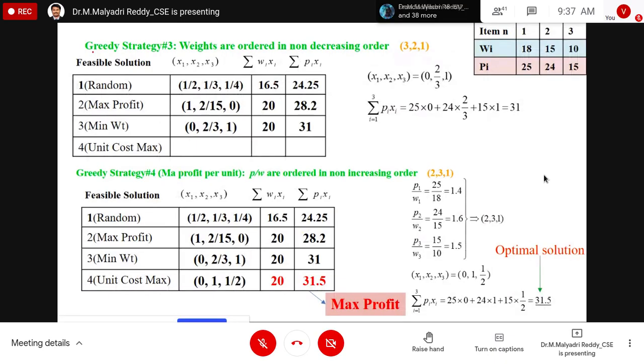This is the third feasible solution. By choosing the minimum weight concept, the minimum weight is 10. The complete object is inserted. Then 10 units are taken from the second object, so you will get 0, 2/3. So while selecting the second object, the bag is completely filled.